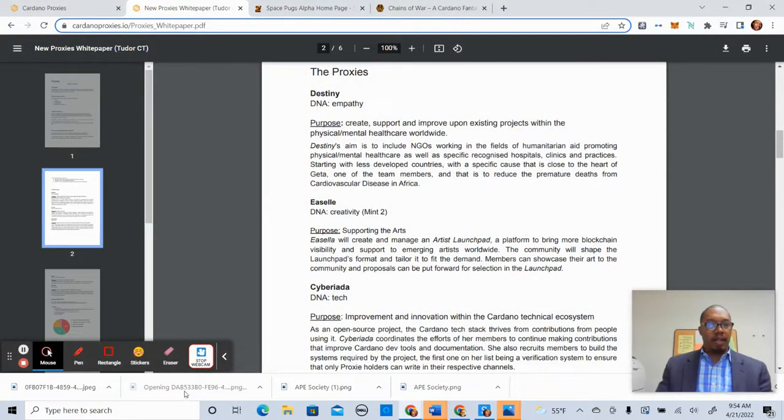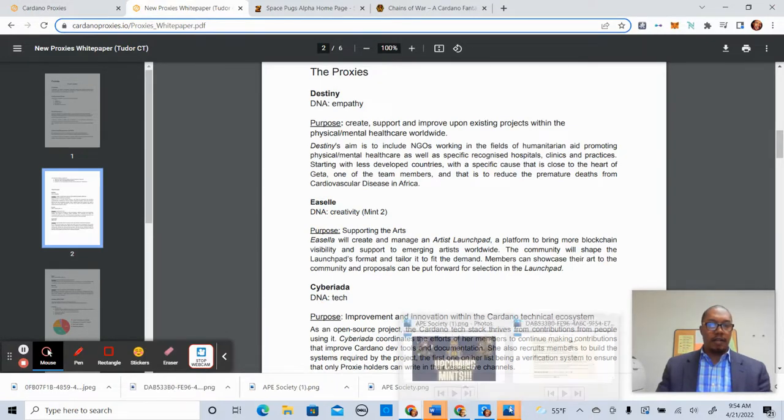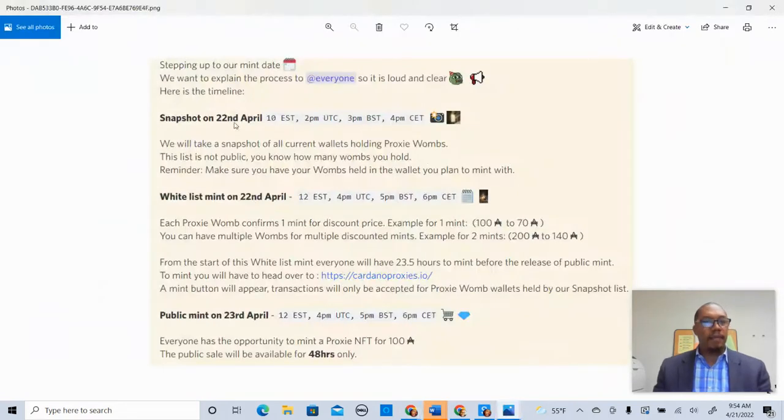also pertaining to the mint. If we can open this up here. Is this it? All right. Now, they will have a snapshot on April 22nd at 10 o'clock Eastern, 2 p.m. UTC, right? They'll take that snapshot of current wallets that are holding proxy wombs. Remember, that's what's going to allow you to be part of the whitelist mint, okay? That takes place on April 22nd, tomorrow, right?